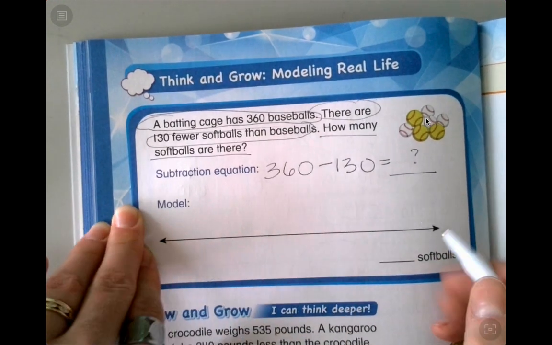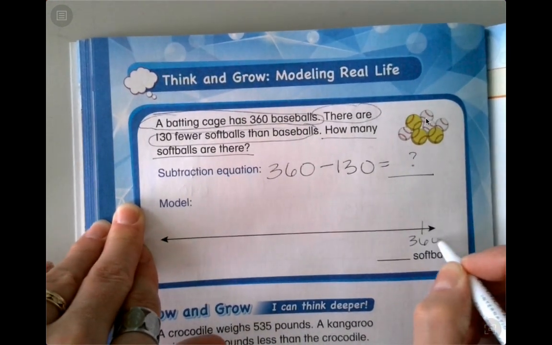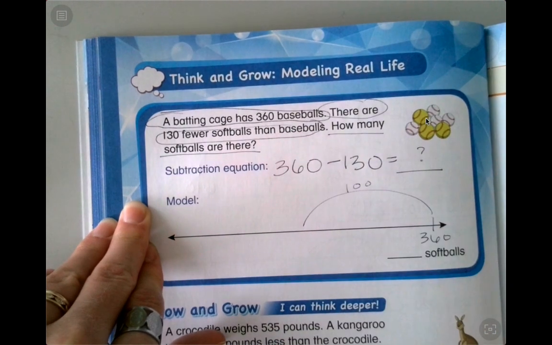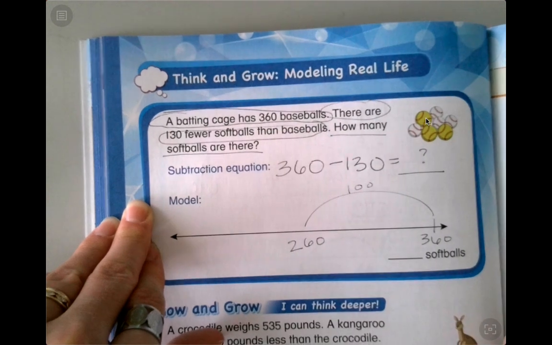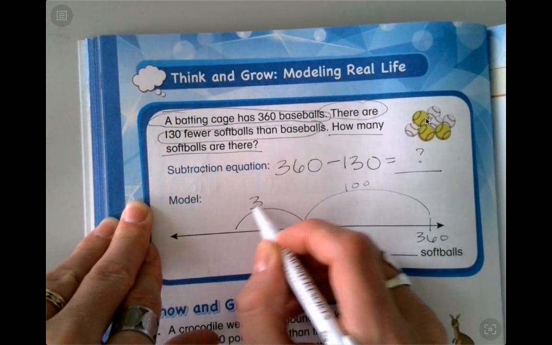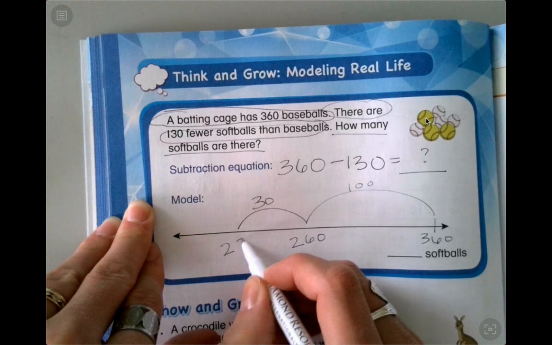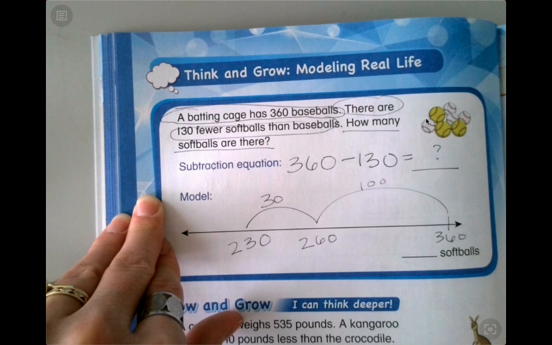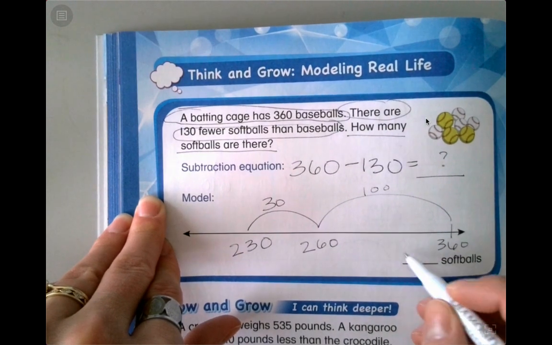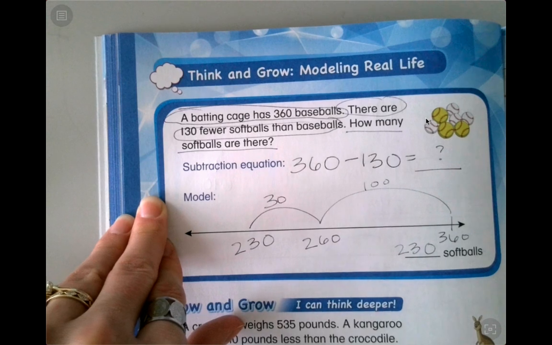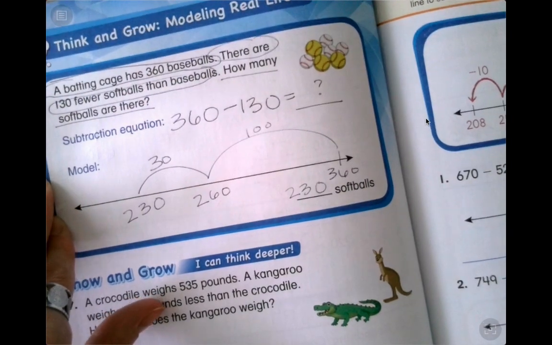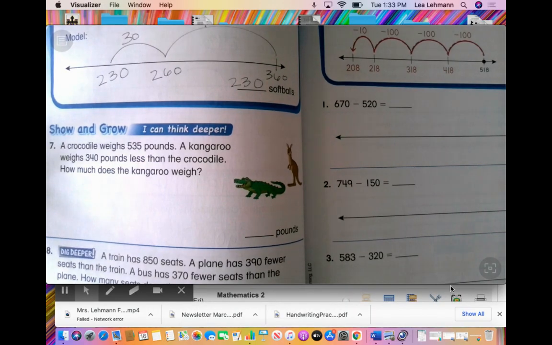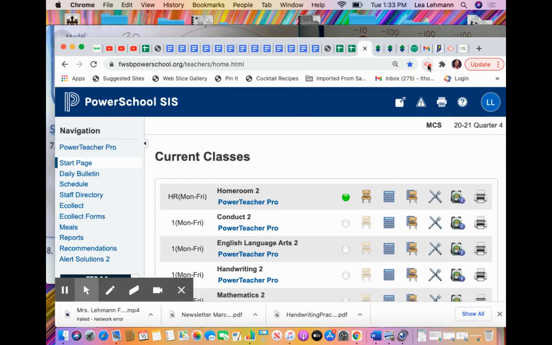All right, so if I modeled that, it would start with my biggest number. 360. Go back by 100. 260. Back by 30. 230. So you should have had how many softballs are there? 230. Okay? All right, we're going to go ahead and stop there. Your practice 10.2 is homework. Go ahead and take that out.